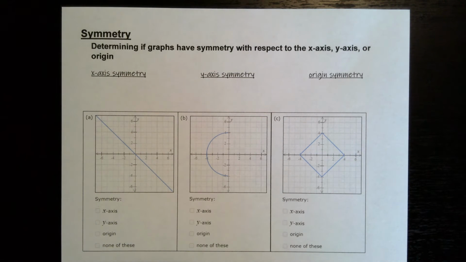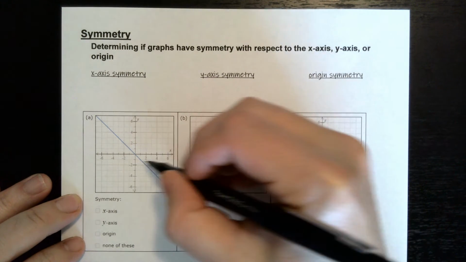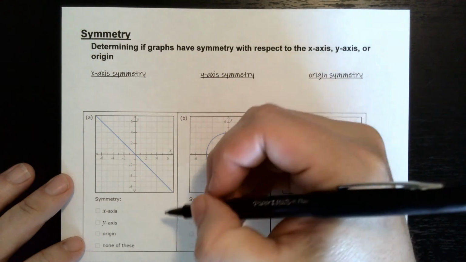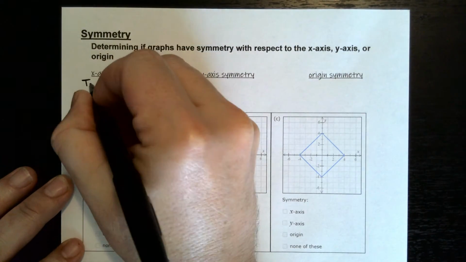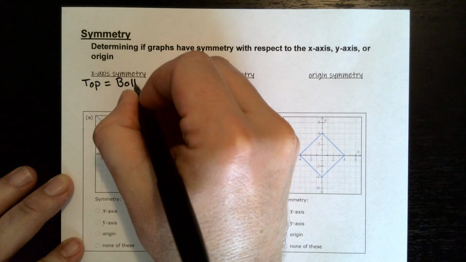In this video, we're going to be looking at symmetry and determining if graphs have symmetry with respect to the x-axis, the y-axis, and/or the origin. Okay, so first of all, x-axis symmetry, this is the x-axis right here. That means that the top and bottom have to be equal. Okay, so that's the easiest way to look at it on a graph. The top equals the bottom.